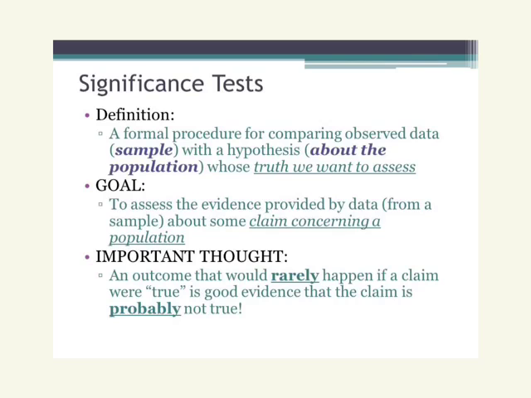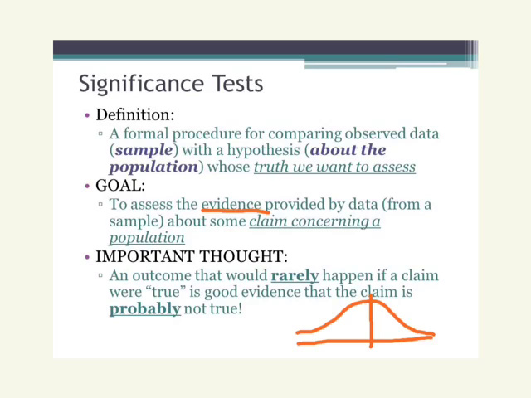An important thought to keep in mind: what we're really looking for when we talk about the evidence that I mentioned in the goal is probability. When we think about this important thought down at the bottom of the slide, it says an outcome that would rarely happen if a claim were true is good evidence that the claim is probably not true. So what do we mean by that? Well, I want you to think about a normal distribution. If a claim is true, we're going to assume that that sits in the center of our distribution.